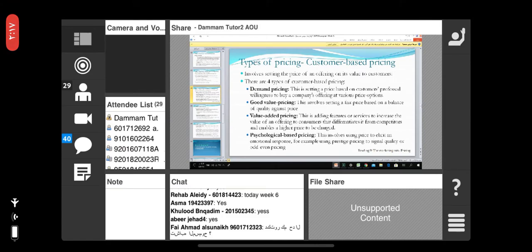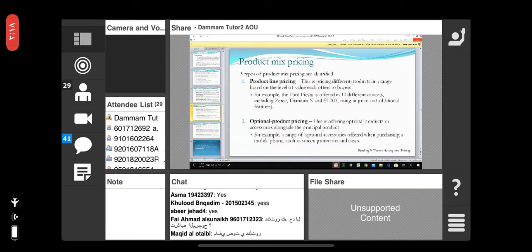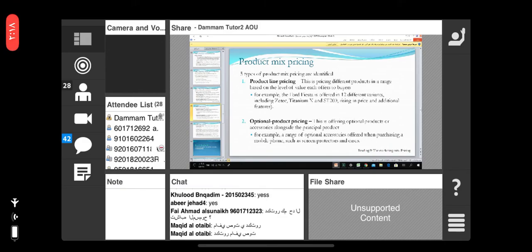تكلمنا عن ال customer based pricing. عندك ال demand pricing وال good value وال value added pricing وال psychological based pricing. وتكلمنا عن 5 types of product mix pricing, right guys؟ اللي هو ال product lines. يعني بعض البرودكت يجيك انواع كثيره على حسب الميزانيه. يعني لما تروح الفورد كومباني ولا any of these cars تلقى سياره ب50,000 تلقى سياره ممكن for 200 or 300,000, right guys؟ هذا اسم البرودكت.